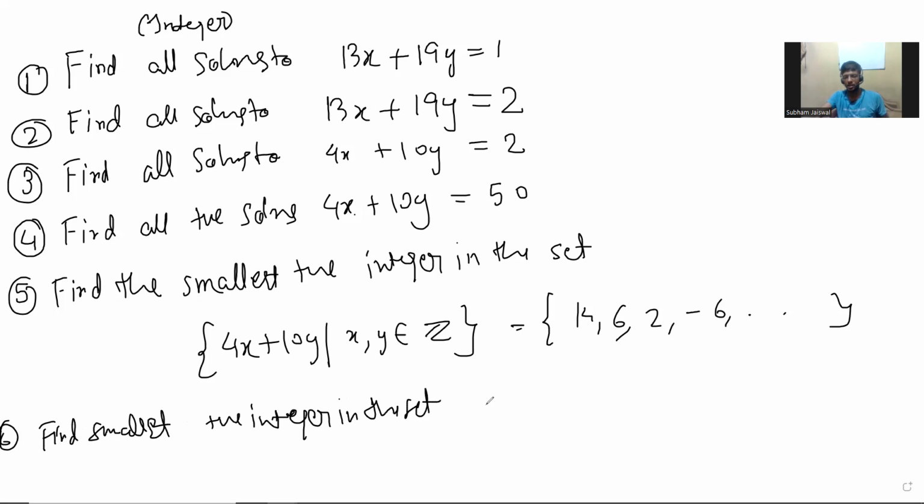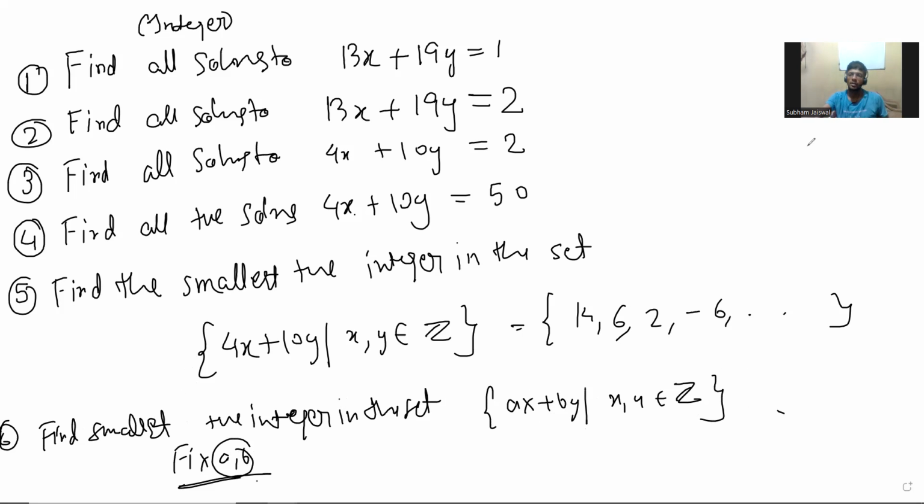But in general, I want to ask, find the smallest positive integer in the set ax plus by, where a and b are fixed, okay? So it will be some quantity that we have been looking at always. So you take this example and other examples and tell me, fix a and b. All right, so then that's it.